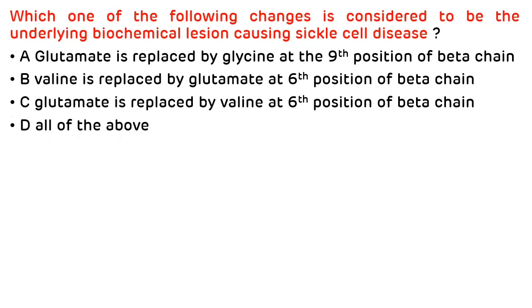Now we will see multiple choice questions. The first question is, which one of the following changes is considered to be the underlying biochemical lesion causing sickle cell disease? The options are: A, glutamate is replaced by glycine at the ninth position of beta chain; B, valine is replaced by glutamate at the sixth position of beta chain; C, glutamate is replaced by valine at the sixth position of beta chain; and D, all of the above. So we all know the correct answer, that sickle cell disease occurs due to the replacement of glutamic acid by valine at the sixth position of beta chain. So the correct answer is C.